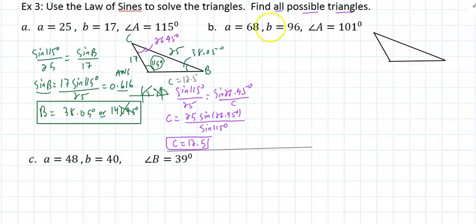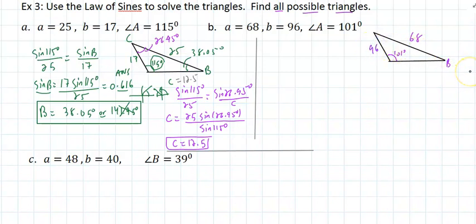Now, when I get to example D, luckily, that problem doesn't require a lot of space. Make it straight. There we go. Here, again, the same deal. If this is 101 degrees, the side opposite of it is 68. If I say this is beta, then this is 96.